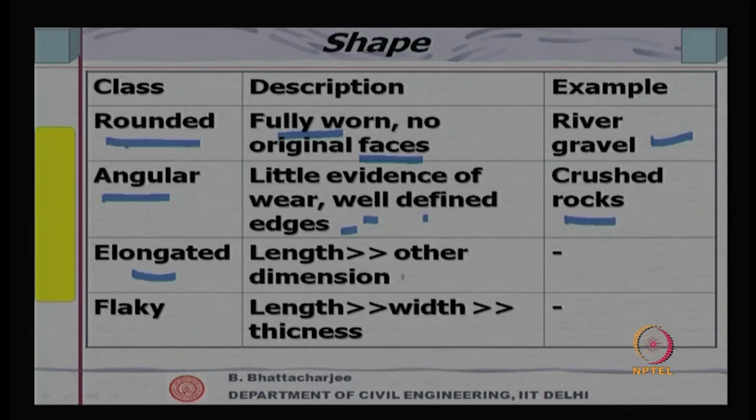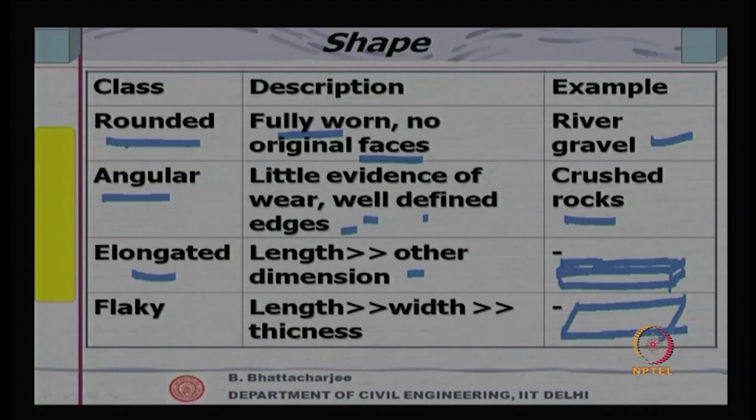Elongated are ones which have length much greater than other dimensions. For example, this is an elongated aggregate, length greater than any other dimension. Flaky: length is greater than width, but it is very large compared to thickness. So, shape wise, some classification we can do, a very broad classification. There may be many more in between, subangular, etcetera.